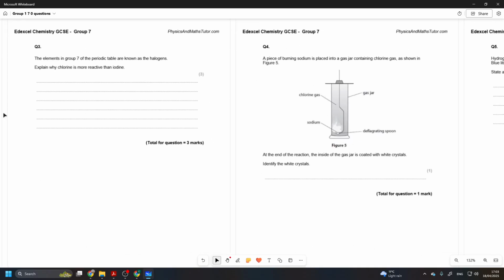Right, here we go, a bit of a righty question now. The elements in Group 7 of the periodic table are known as the halogens. Explain why chlorine is more reactive than iodine. Again, this is about electrons. It doesn't say it, but this is about the electrons. So what we've got to say is, for iodine, is the outer electron shell closer or further away from the nucleus? Brilliant. It is further from the nucleus.